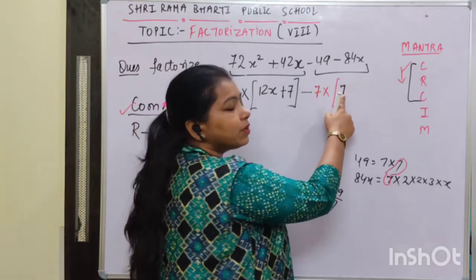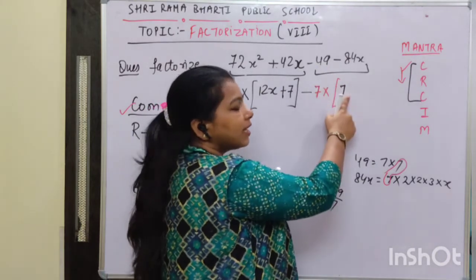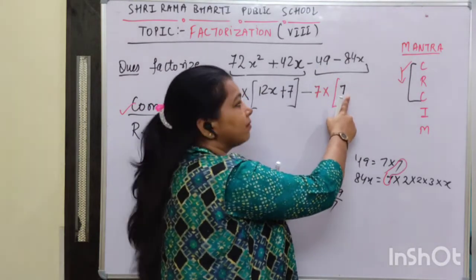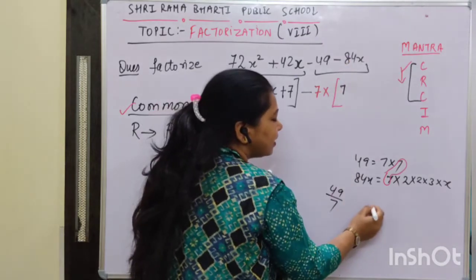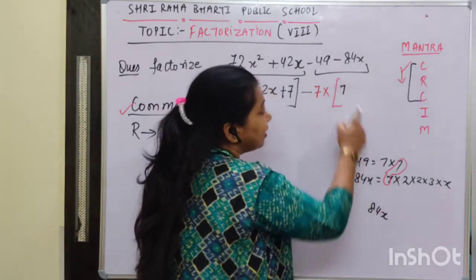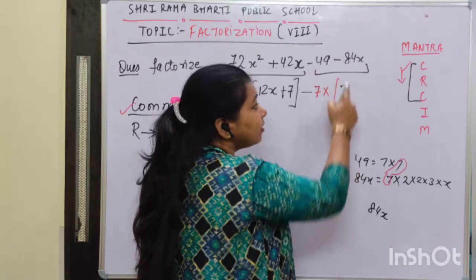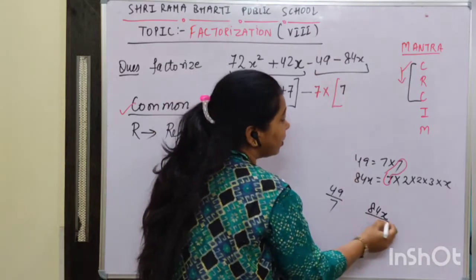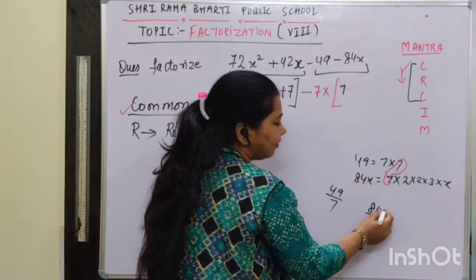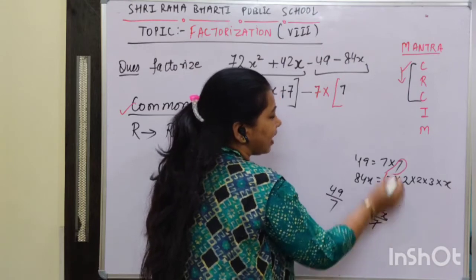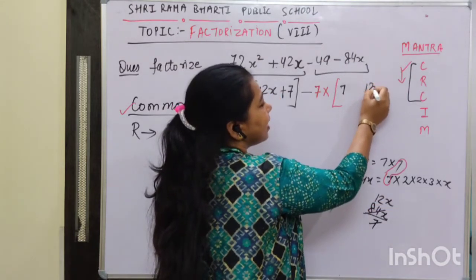So the first number which will come in place of 49 after opening the bracket will be 7. Now the next number is 84x. Now you can see the number is 84x. So it will be divided by 7. It will give us 12x. So here will be 12x.